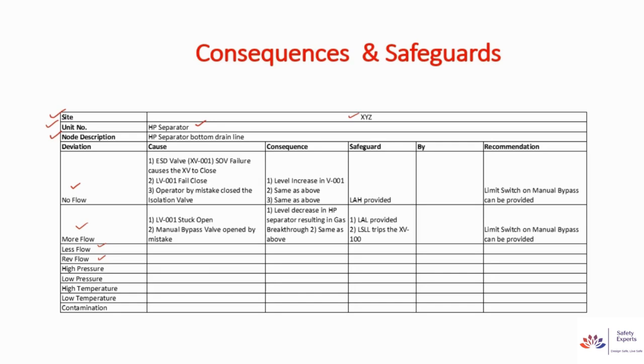Now think of the situation when no flow can occur. No flow can occur if that ESD valve fails, that ESD valve fails and the XV closes. In that case, a no flow situation can occur, right?